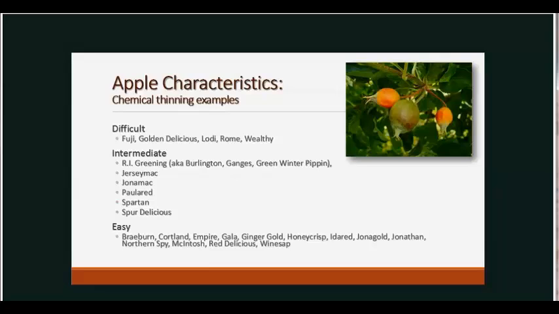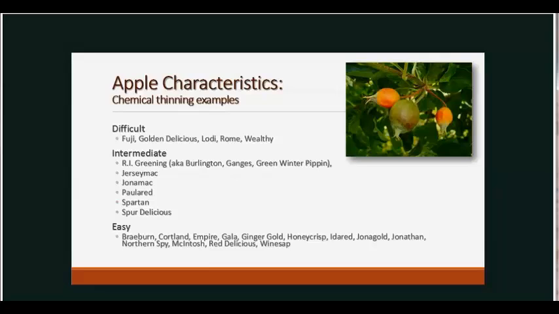And so Jersey Mac, Paula Red, Spartan, the Spur type Delicious, all of these are somewhat difficult, but more in the intermediate range. Then you get into those that are very easy. That way it gives you a little bit of work room. You don't have to be right on top of them at petal fall.